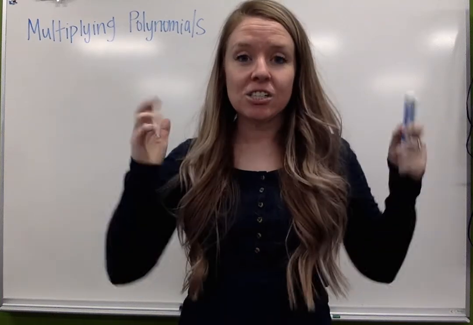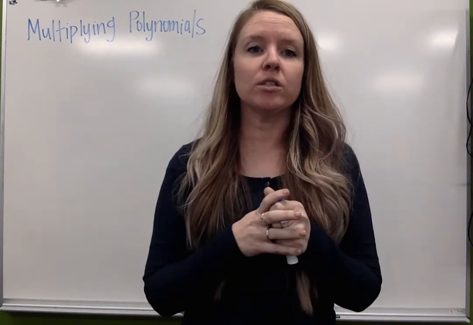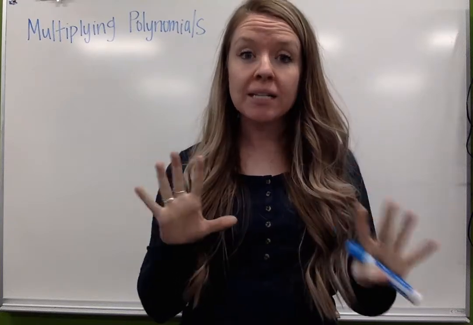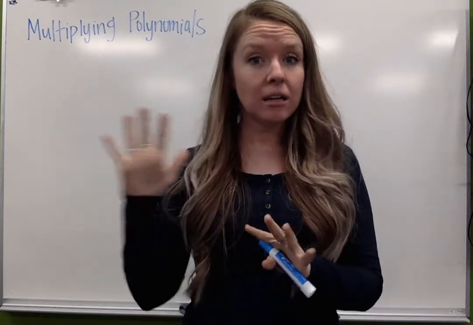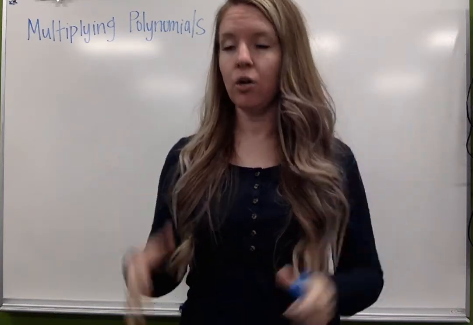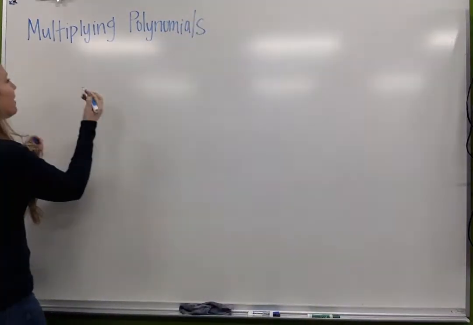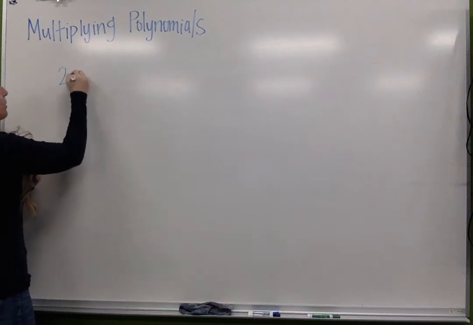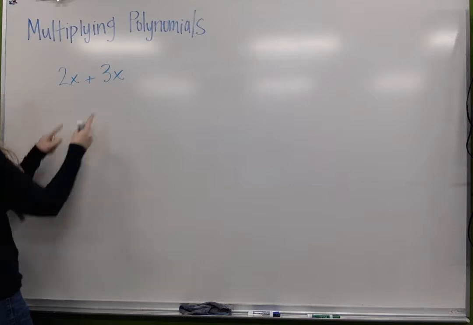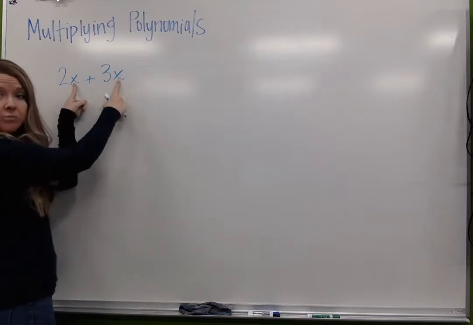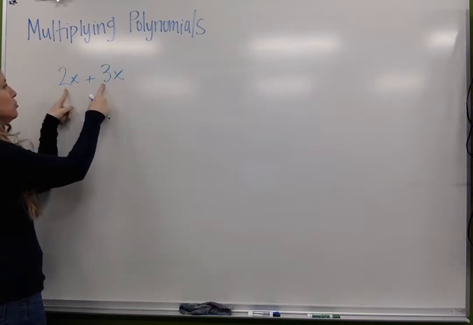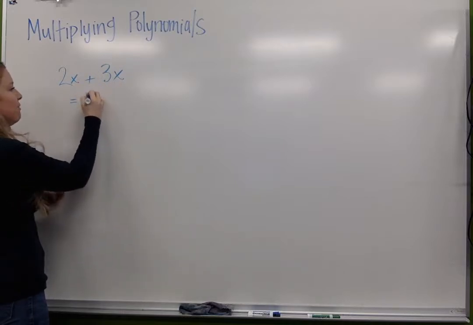All right, so for this video, we are going to talk about multiplying polynomials. There's just a main distinction between adding variables together and multiplying variables together. So let's take a quick look. When we are adding 2x plus 3x, we look for those common terms, x and x. All we have to do is add the coefficients, 2 plus 3, and we get 5x.